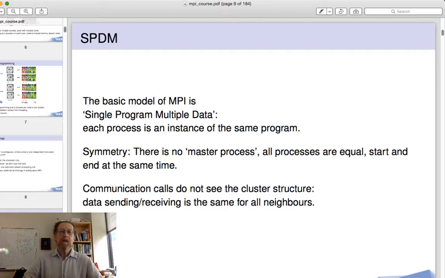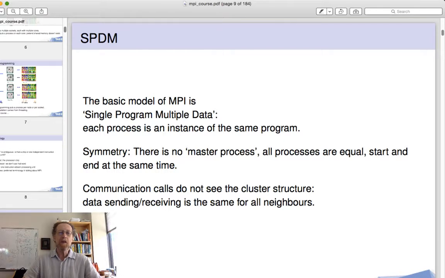Now, SPMD is the basic model for MPI, which stands for Single Program Multiple Data, which means that you write one source code and then you create multiple processes that each is an instance of this same source code being executed. So this can be called symmetric because there is no master process. All processes are equal. They start and end at more or less the same time, and none of them have any privileges in being in charge of your computation.